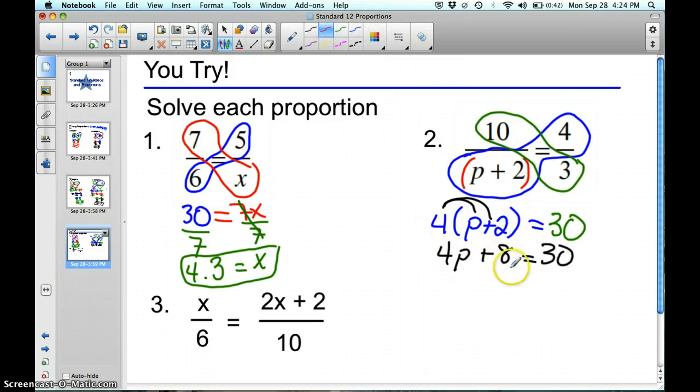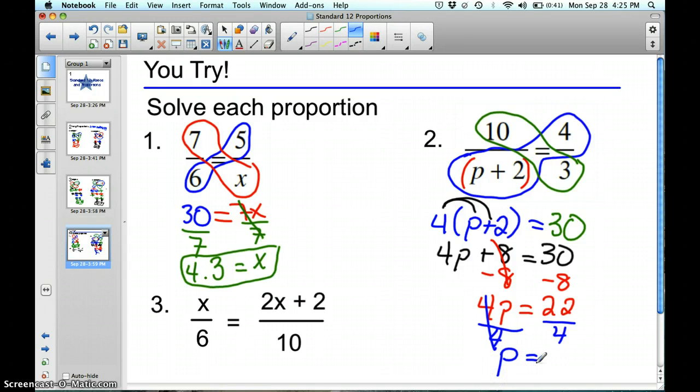Alright, now to solve this, I need to get rid of this positive 8 by subtracting 8 on both sides. Over here, the positive 8 and negative 8 gives me 0, so that cancels out. I'm left with 4p equals, and then 30 minus 8 is going to give me 22. Now my very last step, I'm going to divide by what's in front of p, so I'm going to divide 4 on both sides. I get p equals, and then 22 divided by 4 is going to give me 5.5. So p equals 5.5.